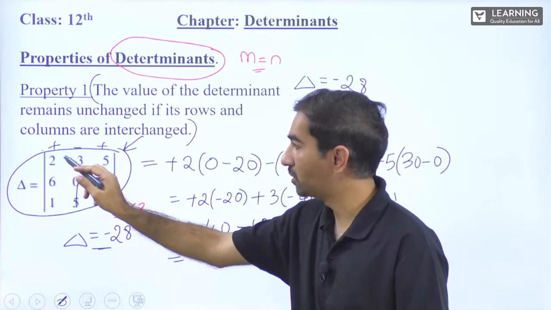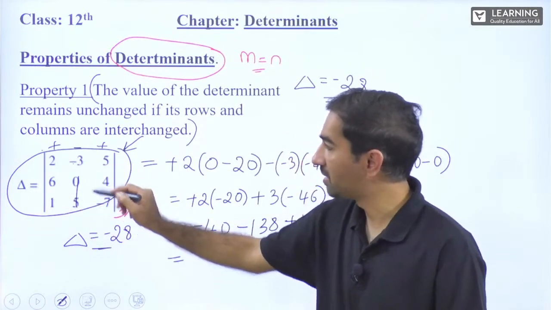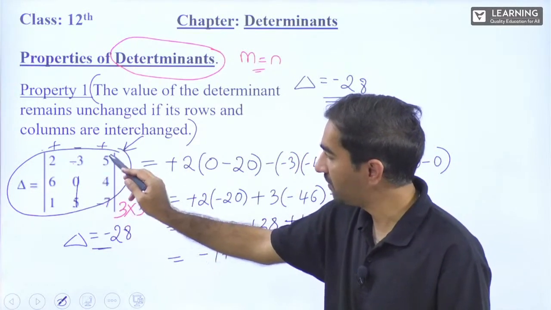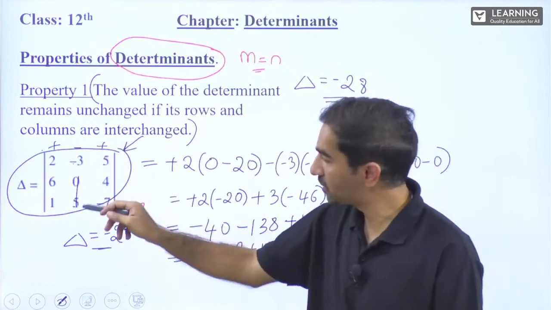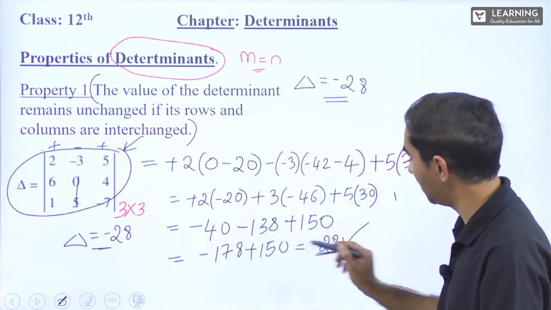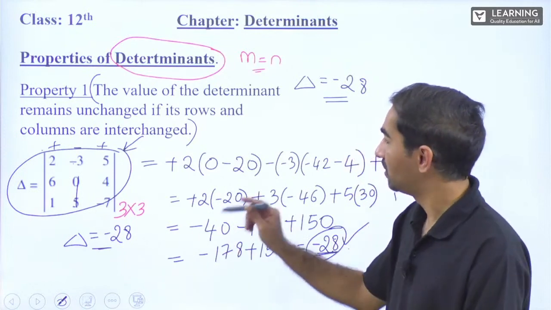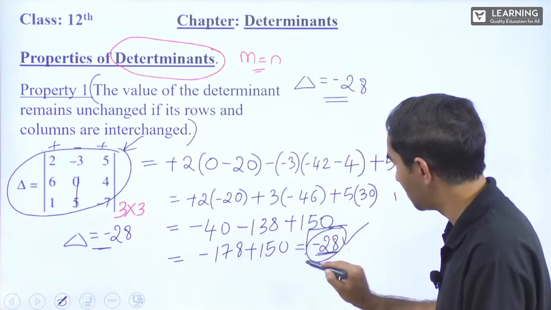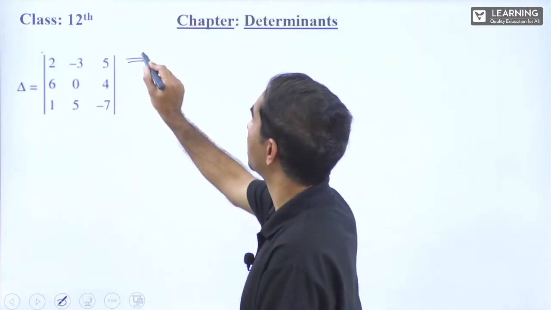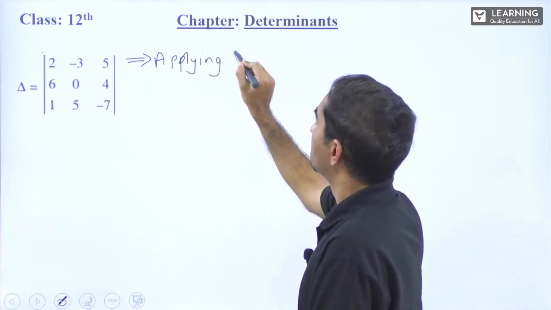Now what is the first row here? 2, minus 3 and 5. Second row: 6, 0 and 4. Third row: 1, 5 and 7. The columns are 2, 6, 1; minus 3, 0, 5; 5, 4 and 7. We'll interchange the rows and columns now, basically the transpose. We'll evaluate that determinant and we have to get minus 28 only. Alright, we'll check that out. This is the original value. Now what will we do next? We will apply property 1. So here we'll write applying property 1.